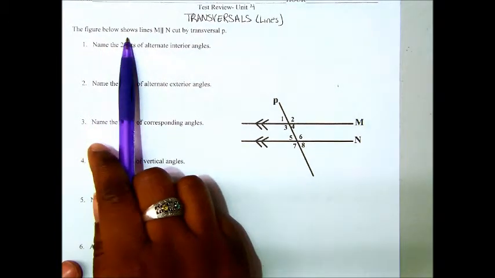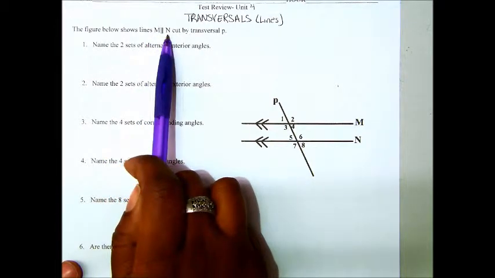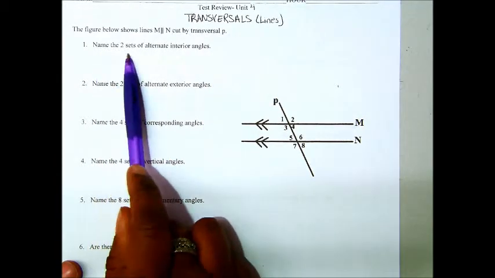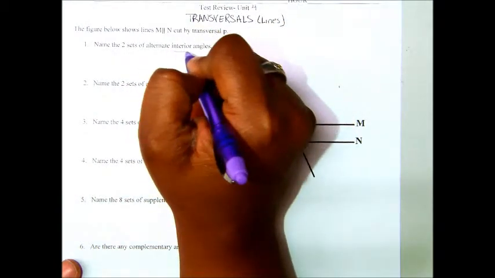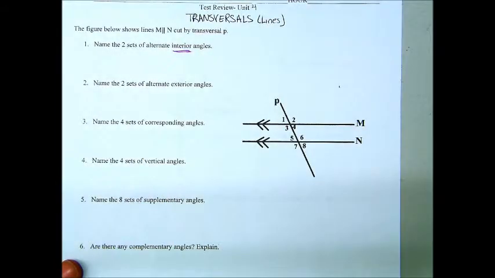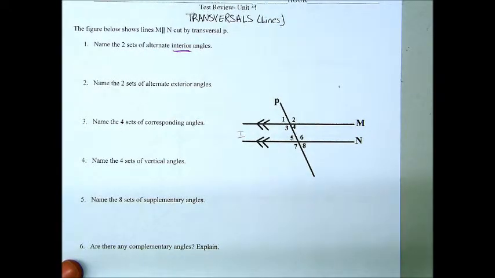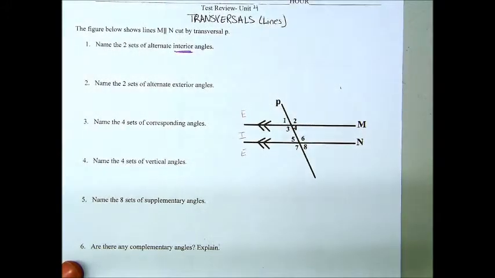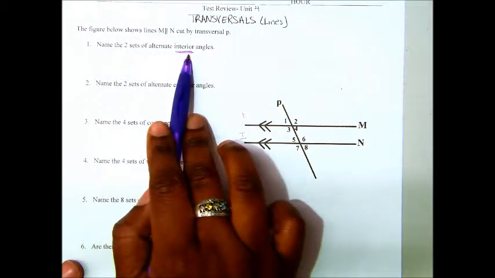The figure below shows lines M is parallel to line N cut by transversal P. They want us to name the two sets of alternate interior angles. So my keyword is interior, so I know it has to be inside. Put an I. Okay? If it's up here or down here, I'm probably dealing with exterior. All right? So two sets of alternate interior angles.